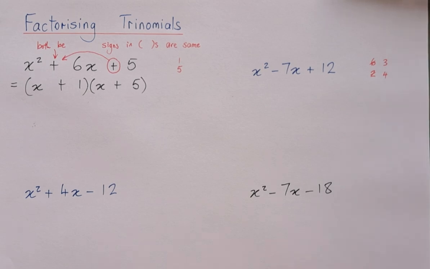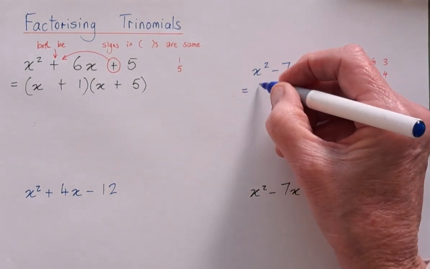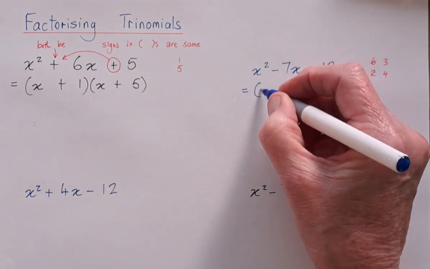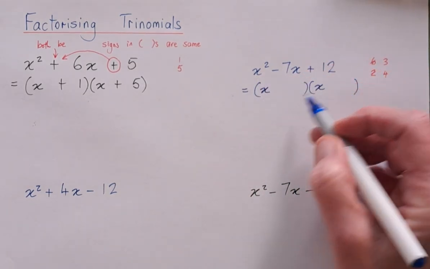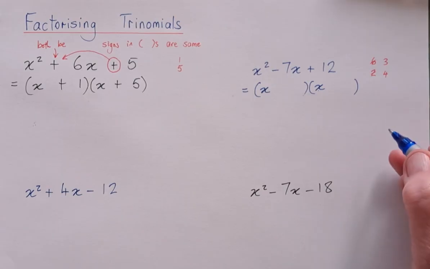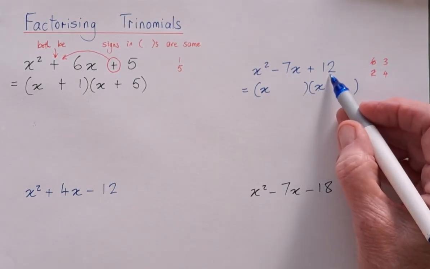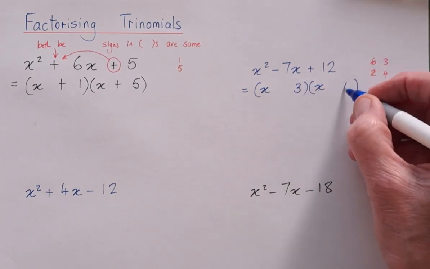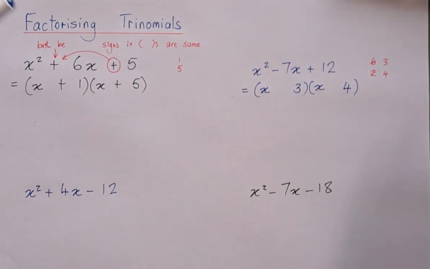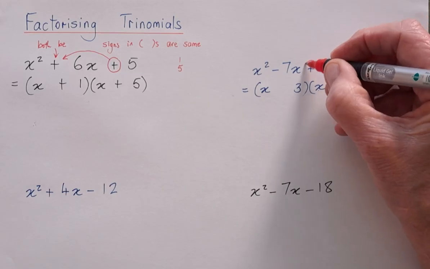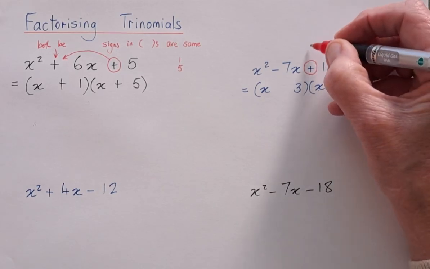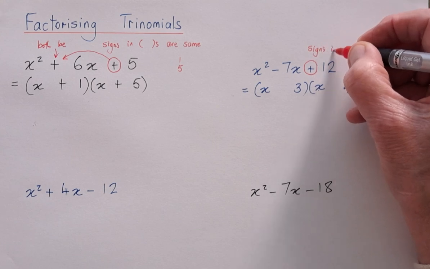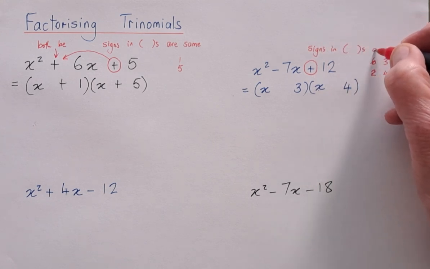So now I know that my two brackets are going to contain x squared, which is going to be split into x times x, and of course x times x takes me back to x squared. And I've worked out that I want to factorize my 12 as 3 times 4. Then again I go back to my signs, and I always look at the second sign first. Because the second sign is positive, it's telling me that the signs in the brackets are the same.